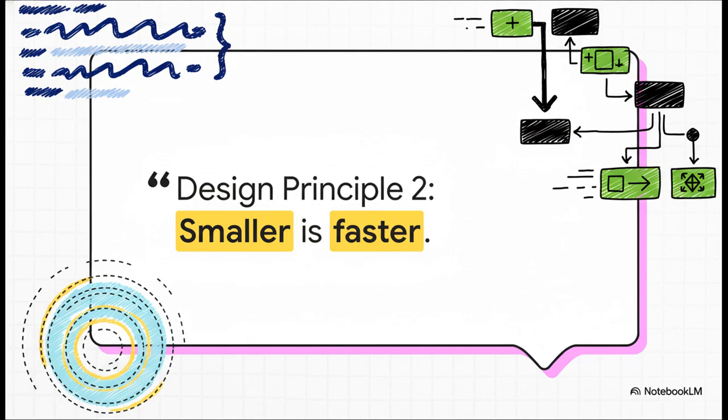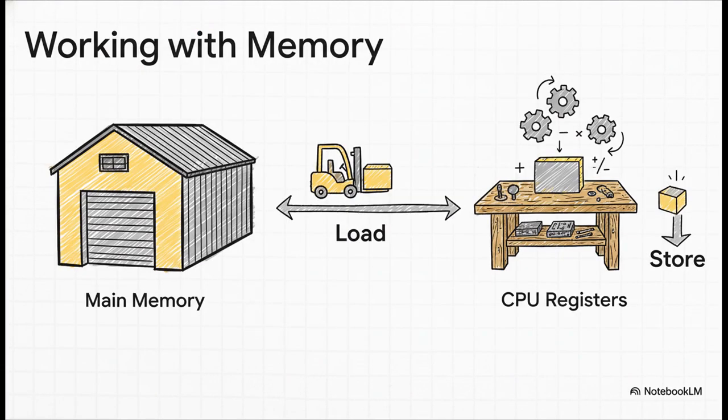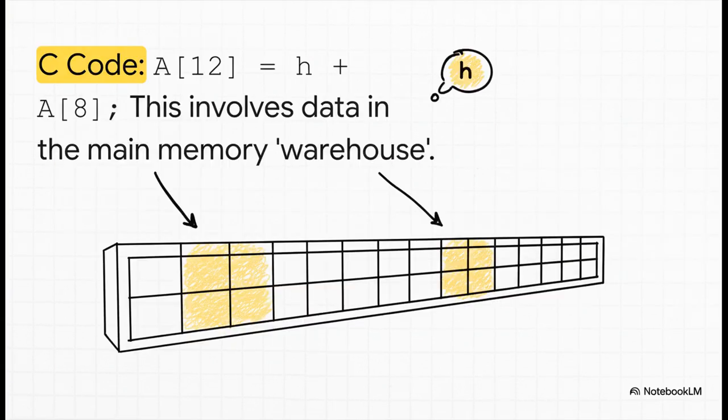That tiny workbench, the registers, the whole reason it's so small is so it can be lightning fast. And this is key. The processor does all of its actual thinking, all of its work, right there on that workbench. Nowhere else. So this creates an unbreakable rule. The processor absolutely cannot do math on data that's still sitting out in the warehouse. It's just not possible. If you want to work on something, you first have to issue a load command. That's the instruction that says, hey, go get this thing from the warehouse and bring it to my workbench. Then, once you're done tinkering with it, you use a store command to send the final result back to the warehouse for safekeeping.